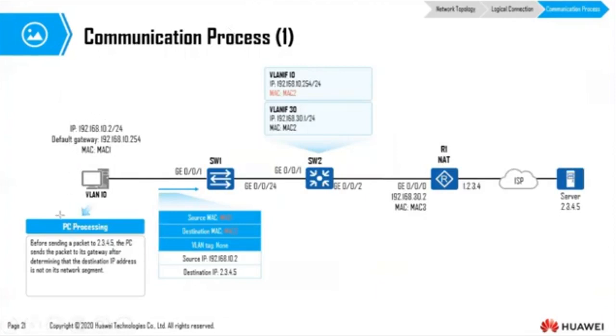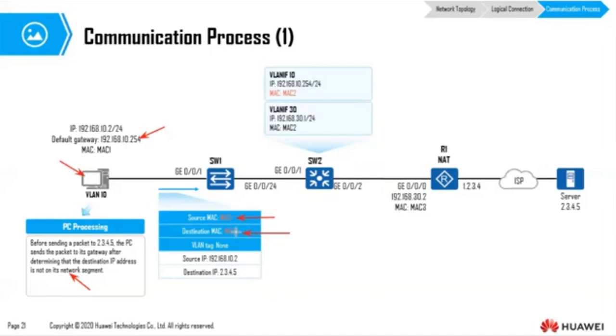So PC processing: before sending a packet, the PC sends the packet to its gateway after determining that the destination IP address is not on its network segment. So the very first thing the PC will have to do is to find out, is this destination IP on my network? And you know how that is done. If it's not on my network, I send this packet to my gateway. In sending it to the gateway, the source MAC address will be my MAC address, and the destination MAC address the MAC address of the gateway. Are we together?